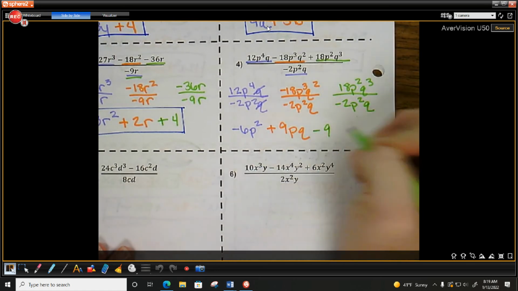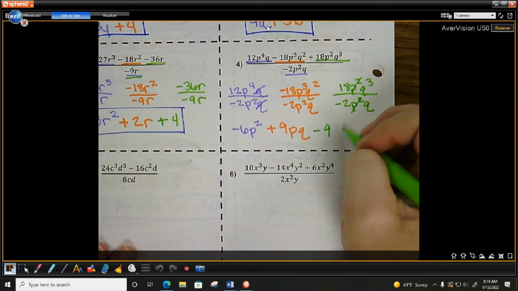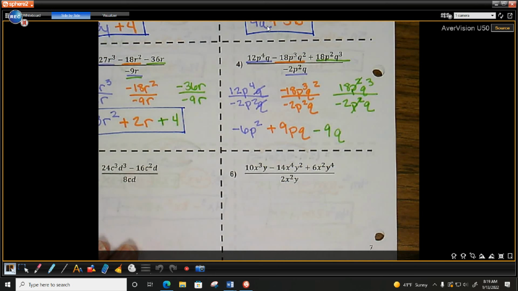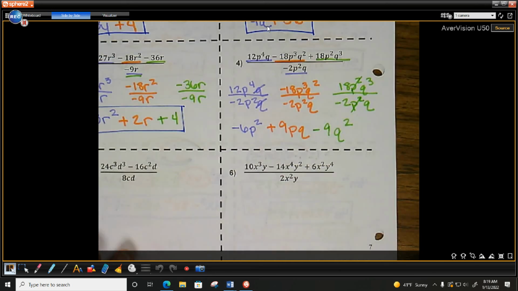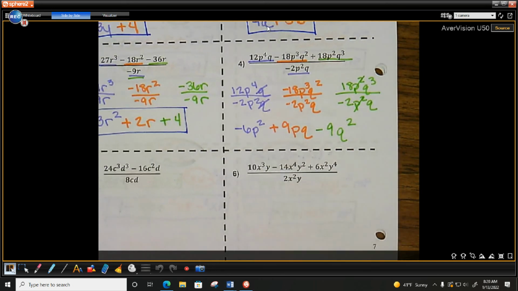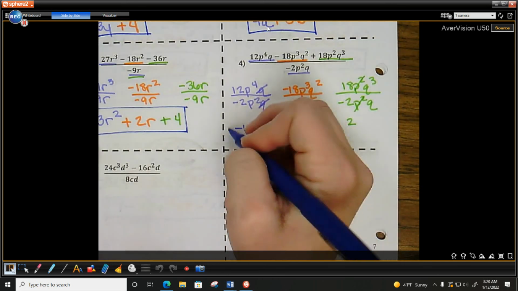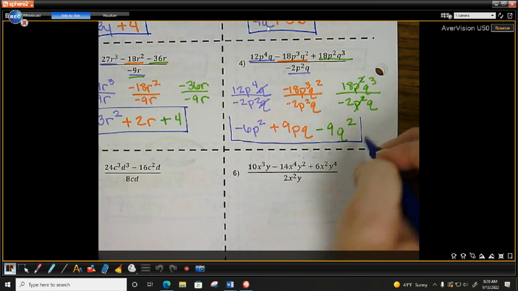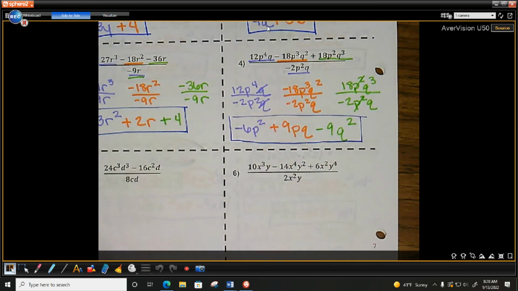Q what? To the second power. Good. Sorry, I thought I heard Q cubed. Q squared. Q to the second power. The p's cancel. You had 2 on top, 2 on bottom. Gone. Good? Are any of these like terms? No. There is your answer. Do we feel like we're ready to do one on our own? Yeah, I do. Okay, do number 5 on your own.